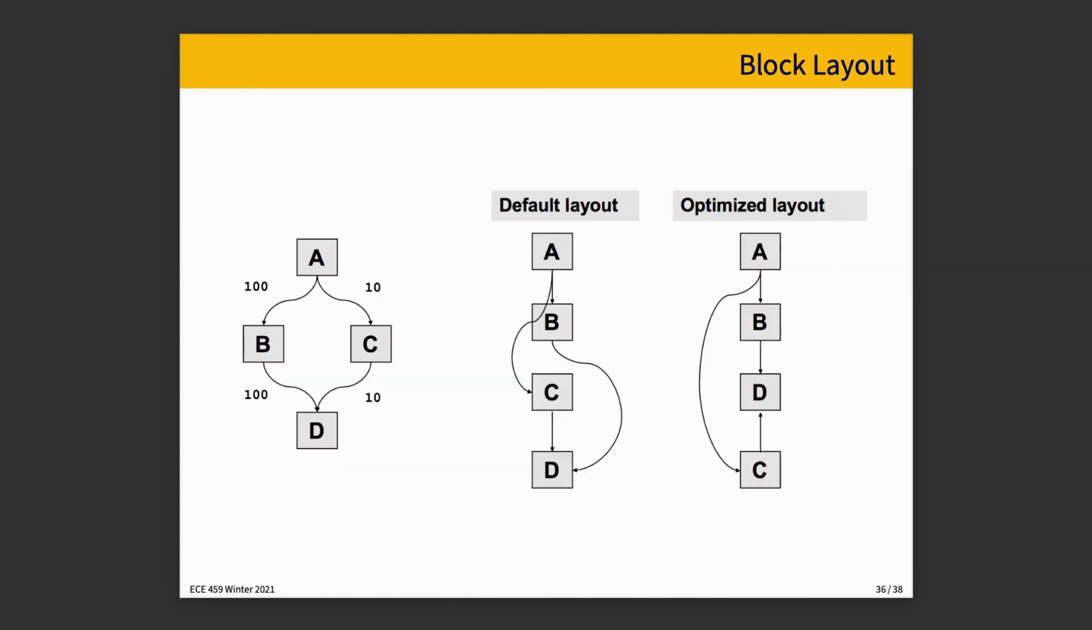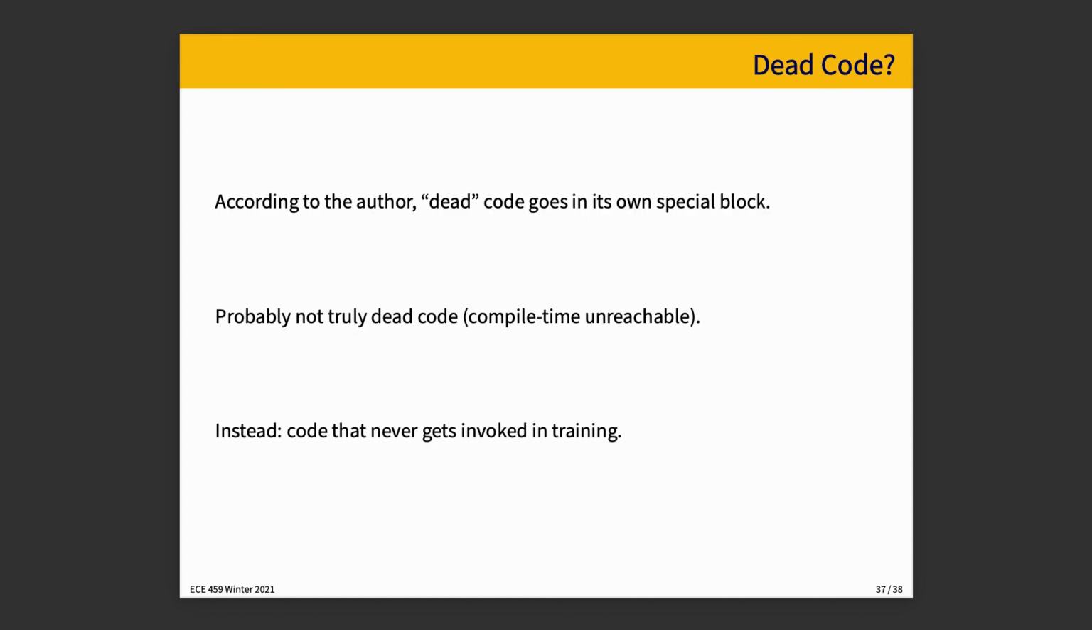So, yeah, that's the goal. And so if your call graph looks like the thing on the left, where A calls B and B calls D, but A also calls C and calls D, the optimized layout would put A, B, and D together because there's more calls between them, and the C stuff happens somewhat more rarely, and that would be okay. So according to the author in the page that I'm looking at, it says dead code goes in its own special block. I don't think it means truly dead code in the sense that it's compile time unreachable, because in that case the compiler will probably either not compile it or will give you an error and say this is unreachable code and you should delete it. But I think what it actually means is code that never gets invoked in any of the training runs at all.